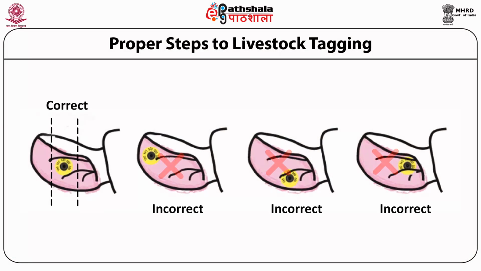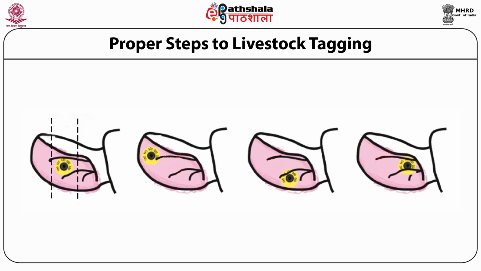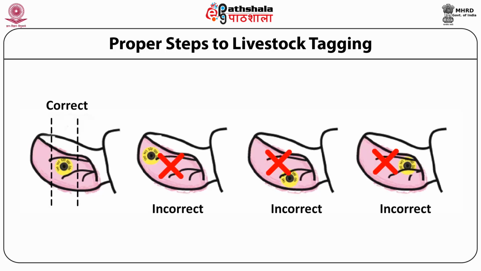Tagging is an important process for the ante-mortem inspection. Therefore, proper steps for livestock tagging are: properly secure the animal to apply the tag. Movement of the animal's head could create an undesirable situation when applying the ear tag. This could cause injury to the person or the livestock, or improper tagging of the animal.